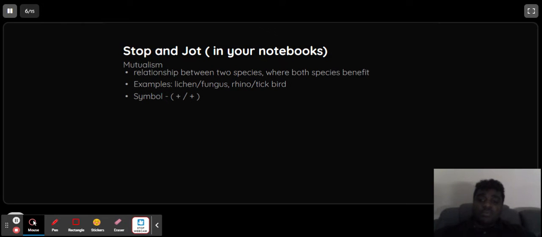So, our summary: mutualism is one form of symbiosis in which the two species are both benefiting. And then the symbol is plus plus, and then you can write one of the examples down as well.